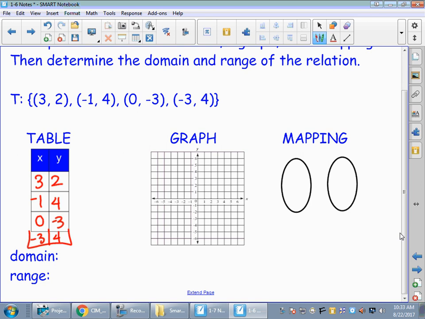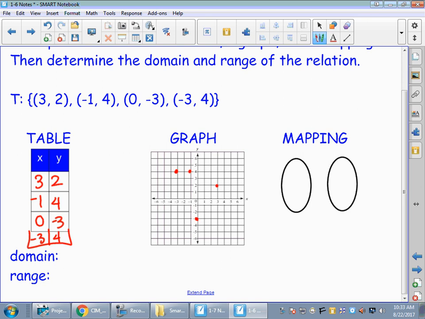For my graph, I'm just going to graph those. So over 3 to the right, up 2 would be my first ordered pair. 1 to the left, up 4. I don't go left or right, down 3. And then 3 to the left, up 4 for that last ordered pair.